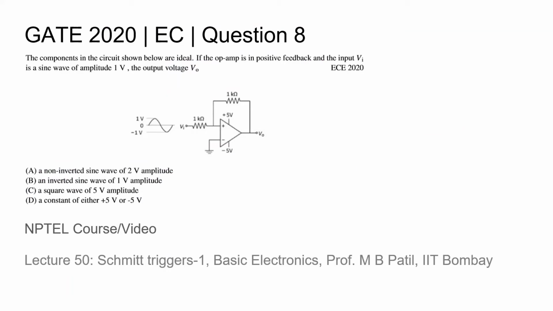This is question 8 from the GATE 2020 EC paper, where we are given the circuit of a Schmitt trigger, an op-amp in positive feedback, and asked to find out for the given input voltage what the output voltage will be. Underneath the question, you will find the title of the NPTEL course or video relevant to this topic.